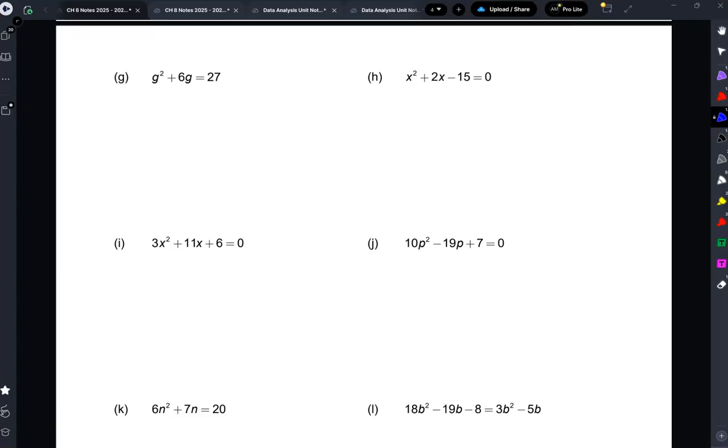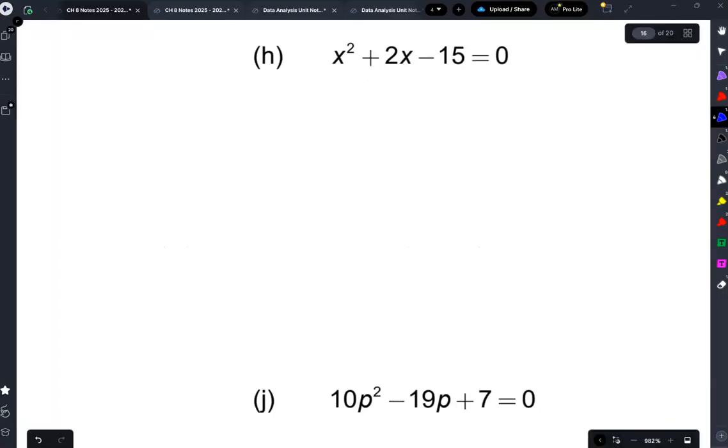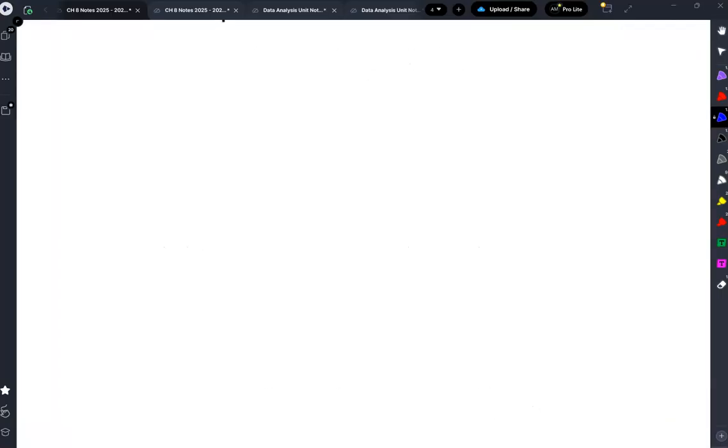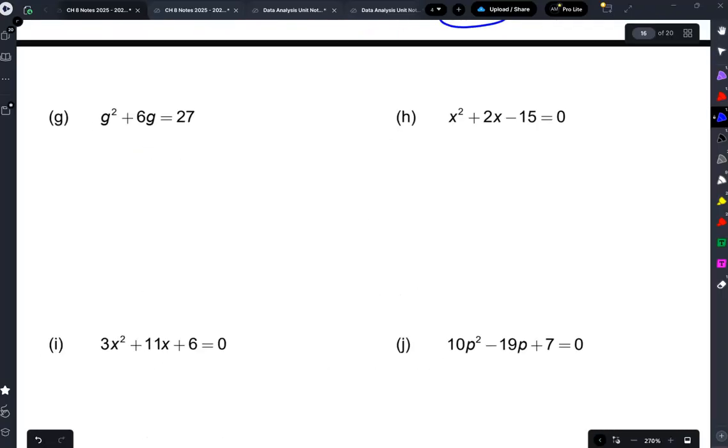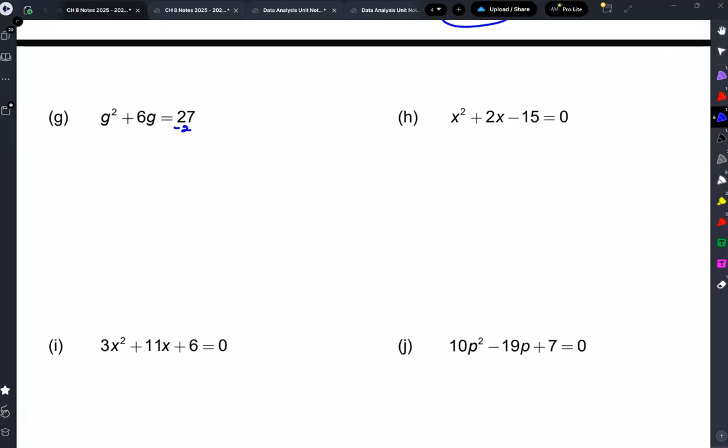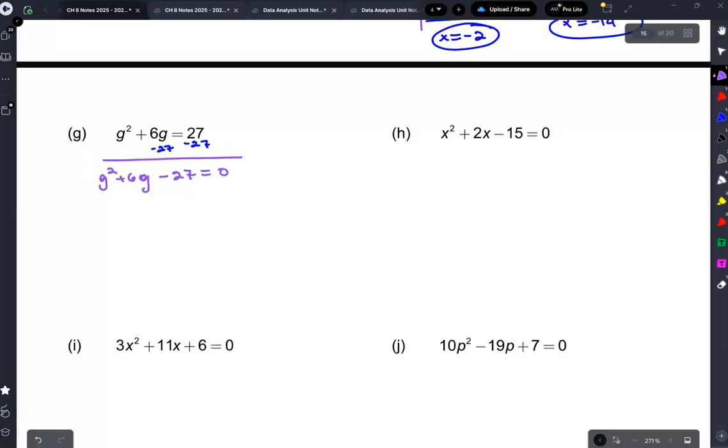H, what would be the first thing to do? For H, we factor, right? Okay, so let's do the first one. So first we said we're going to subtract 27. G squared plus 6G minus 27 is equal to 0.